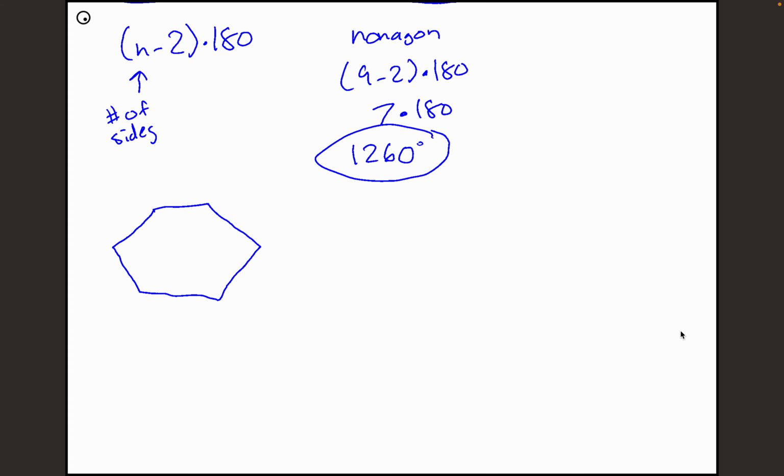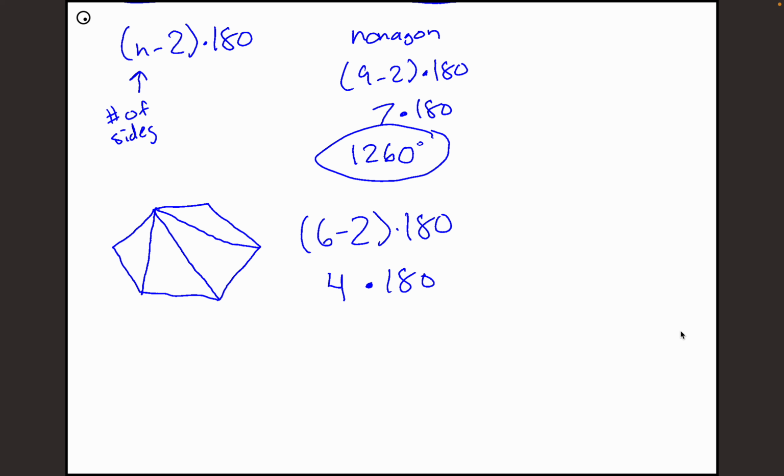So what happens is if I go to this shape right here, and I go from one vertex to all the other vertices, just like this, how many triangles did I just create? 4. Yes, you see how there's 4 triangles? So what I did was 6 minus 2 times 180. And what's 6 minus 2? 4. So you see how because there are 4 triangles in the shape, that's just what we're finding with the n minus 2. So let's do the 4 times 180 real quick. What's 4 times 180? 720 degrees.